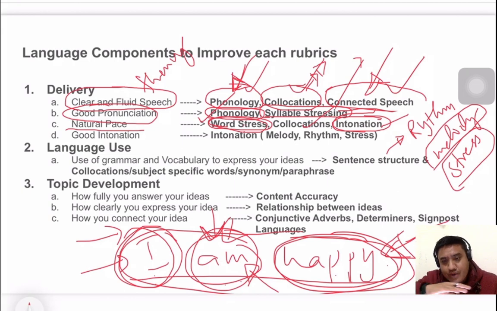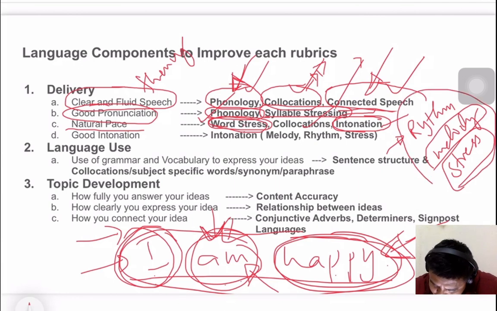I am, right? So I'm going higher in pitch and staying there for a long period of time. And that is what it means by stressing. And these three forms, what we call as intonation. And intonation is the reason why we have different accents, right?